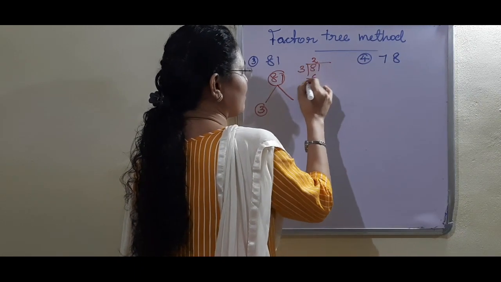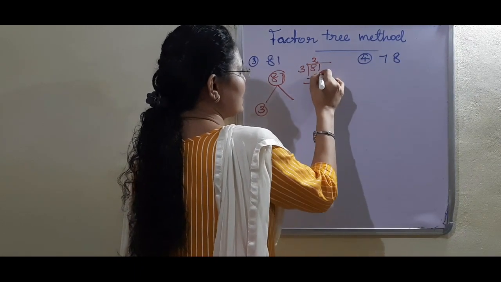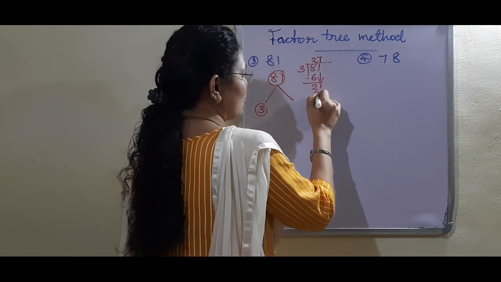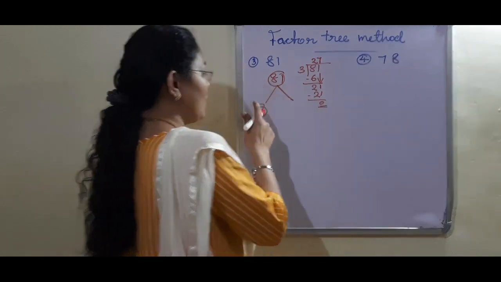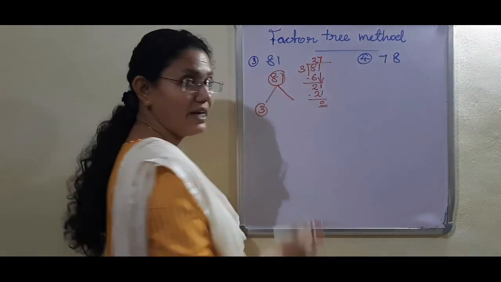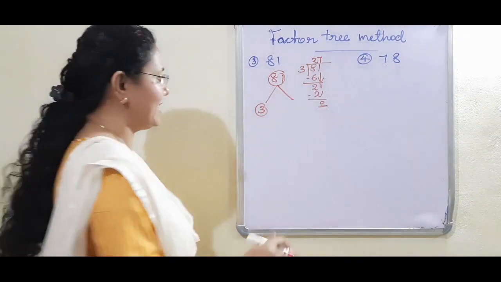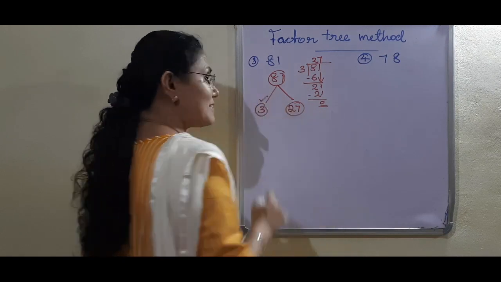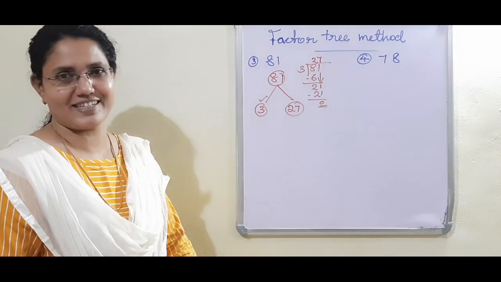2 3s are 6, subtract. Now 8 minus 6 is 2, bring down 1. 3 in 21, 7 times, 21 is there, subtract 0. If 3 is a factor, the other factor is 27 because remainder 0, therefore it is completely divided. Now 27 is the other factor. Now you look here, 3 is a prime number. Don't write its factors again.